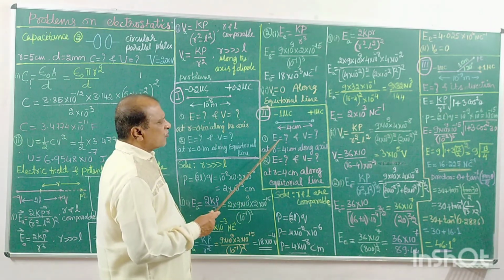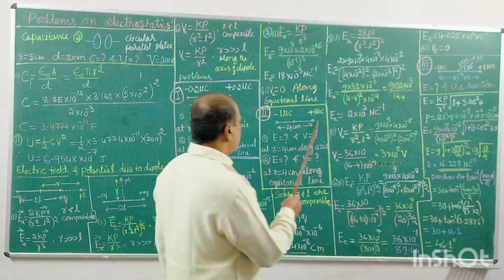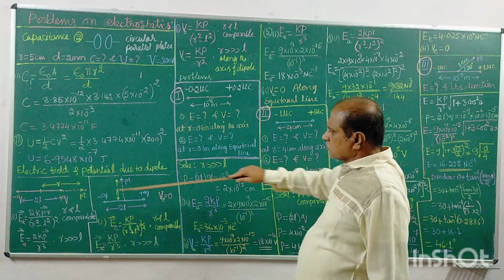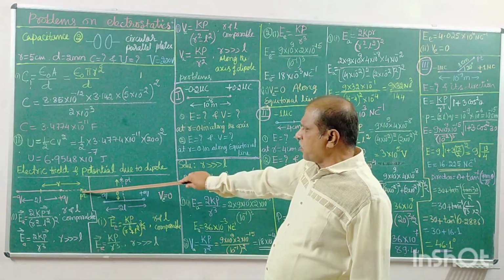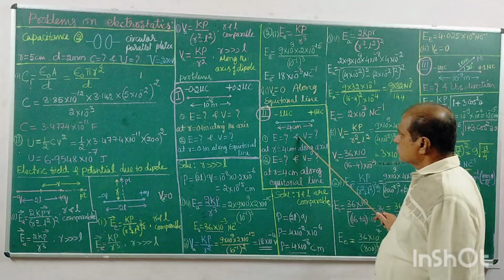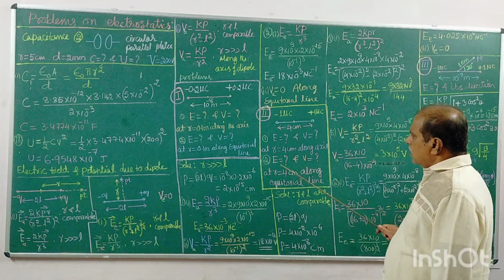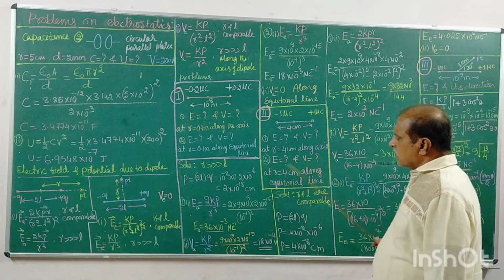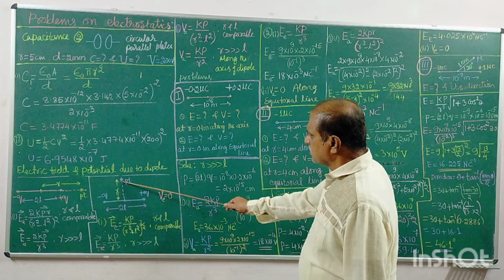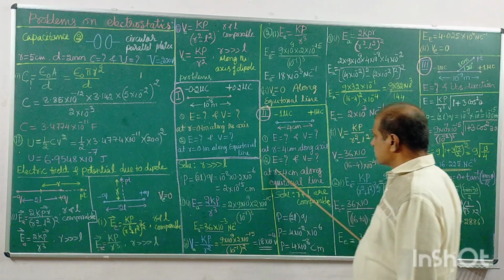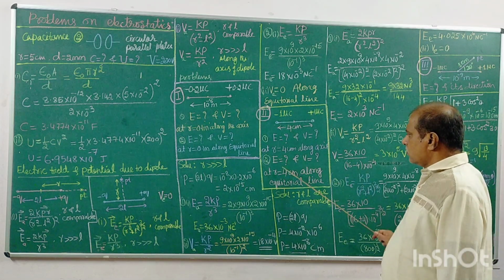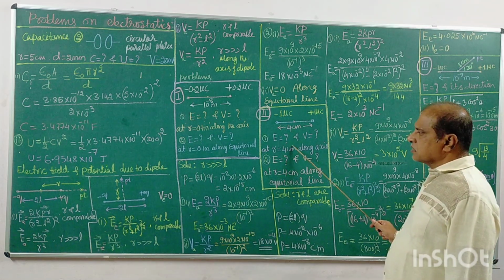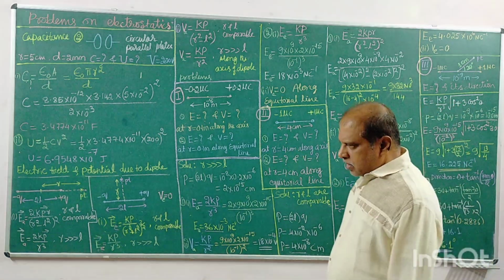Calculate the electric field and potential. That is similar to this problem. Electric field and potential at this point. Similarly, electric field and potential at this point. If the point is on the equatorial line, at the same distance, that is R is equal to 4 centimeter along the equatorial line. What is the equation?